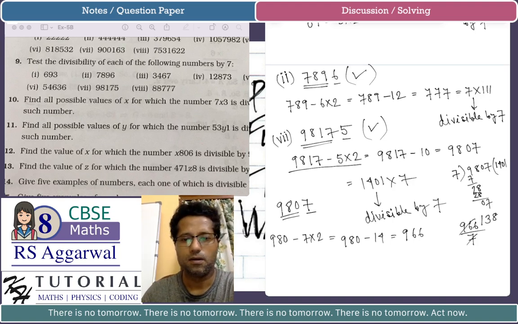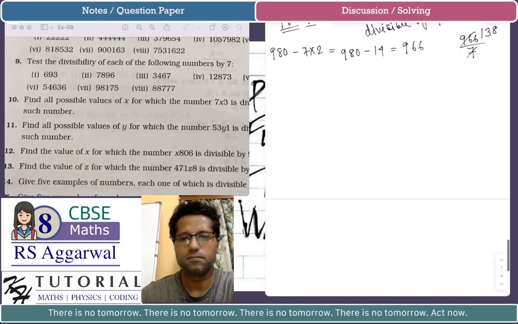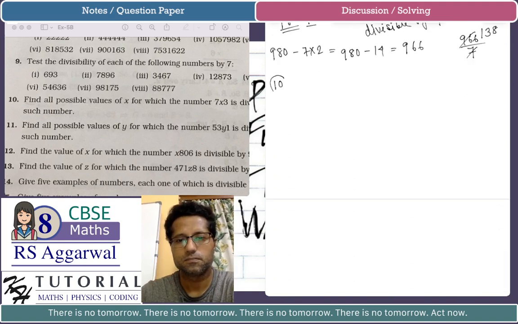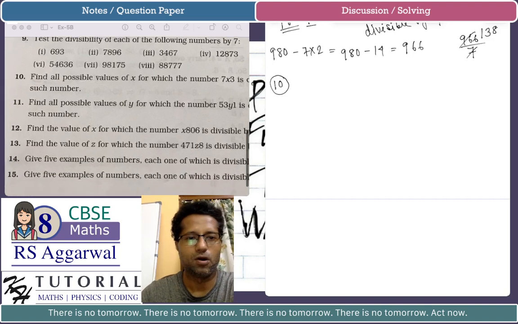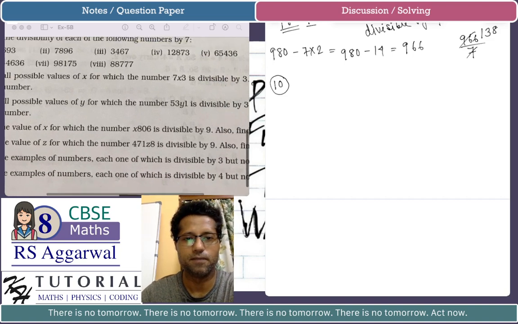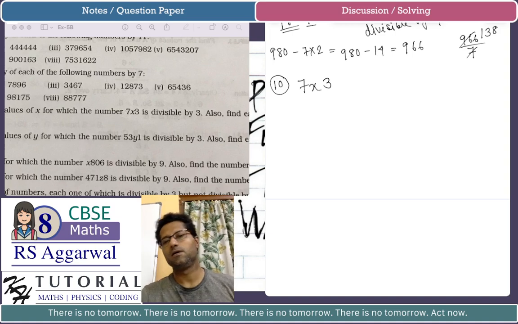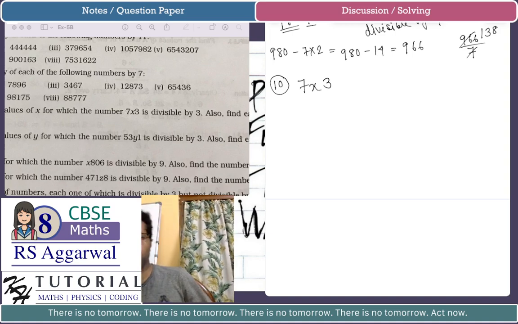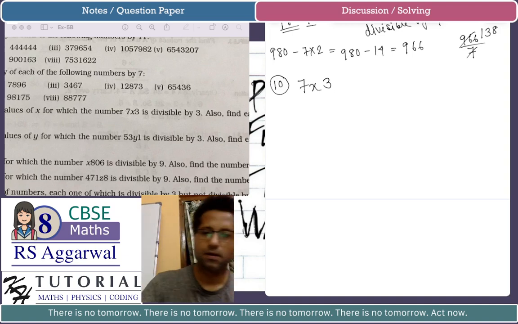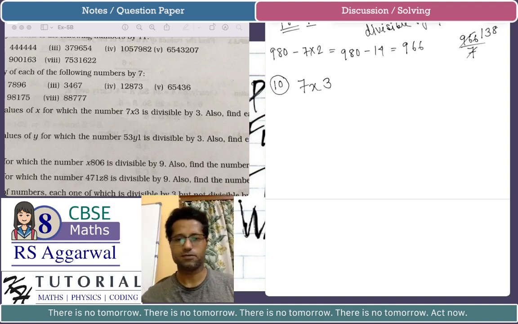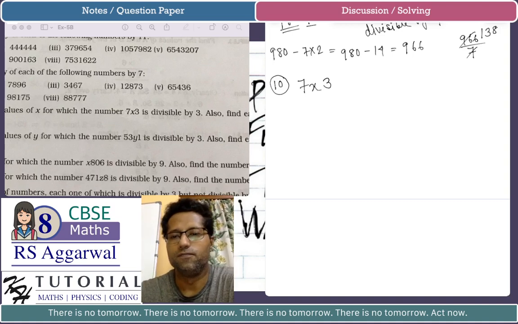Okay, let's do problem number 10. Problem number 10 says find all possible values of x for which the number 7x3 is divisible by 3. We are given a 3-digit number 7x3 where x must be a digit. It could be anything from 0 to 9, and we have to find all the values of x such that this 3-digit number will be divisible by 3.